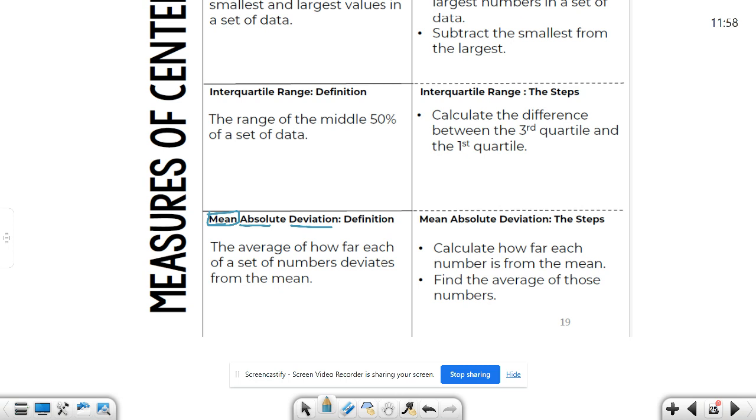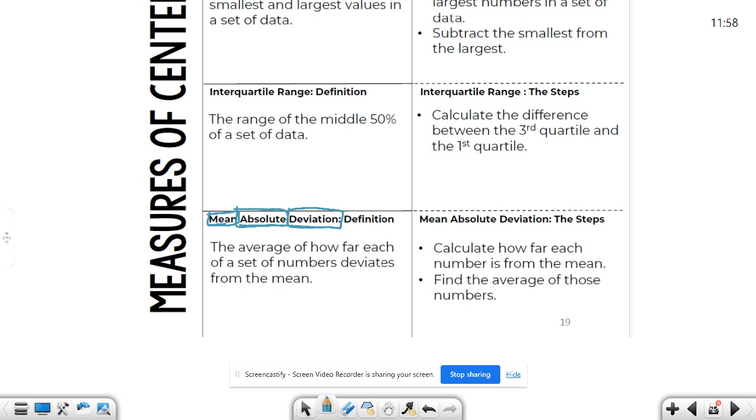Okay? The word absolute, we're going to be using what's called absolute value, which we haven't gotten to yet, but I'll talk to you about it in just a minute. And deviation means how far off. Like if I'm deviating from the course, you're going off course a little bit. Okay? So how do we do that?